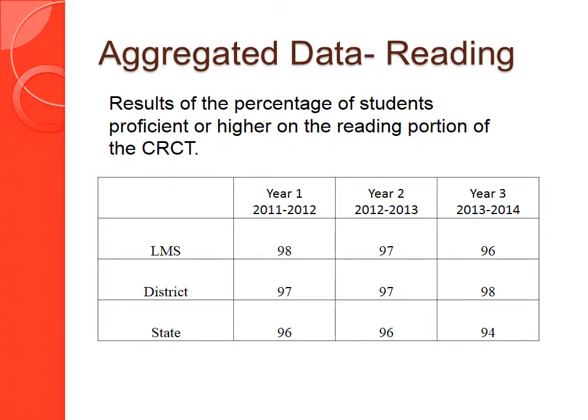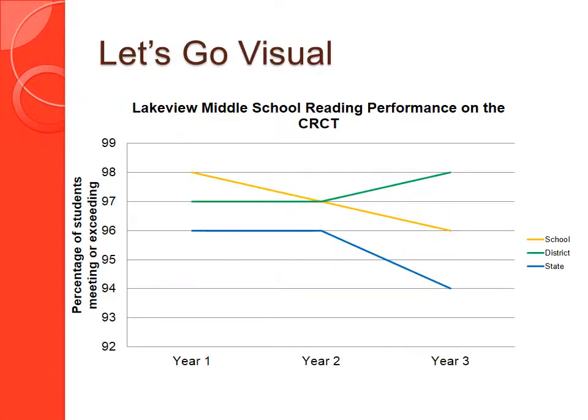Next, we're going to look at the aggregated data for reading. Here again, this is broken up into our school, the district, and the state level for the past 3 years. Let's look at this visually. Here again, on the y-axis, you've got the percentage of students that met or exceeded the reading portion of the CRCT. Keep in mind that this is 92% or higher. So if those lines are going down a little bit, keep in mind this is still 92% or higher.